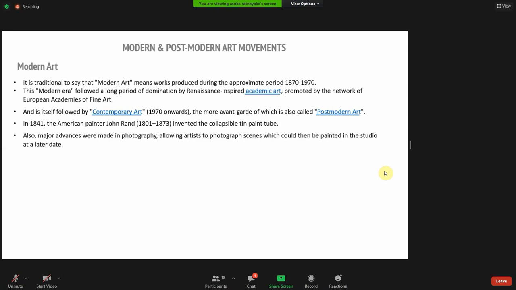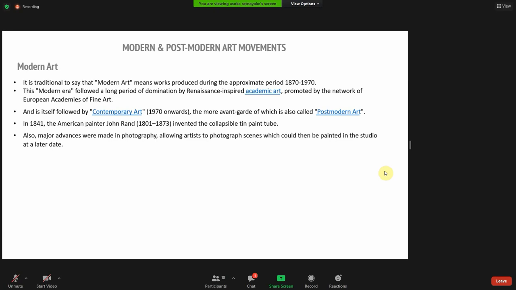As I told you earlier in the previous session, art movements just did not appear in one day. The painters, artists, and architects were continuously experimenting and trying out new things. That's how it evolved. So the time frame, we call it roughly 1870s to 1970s. So this century is about modern art.